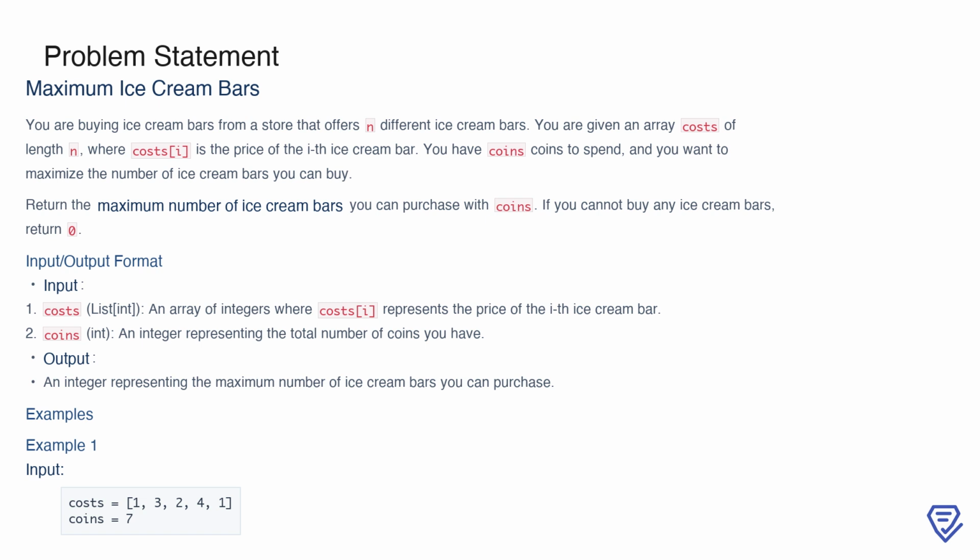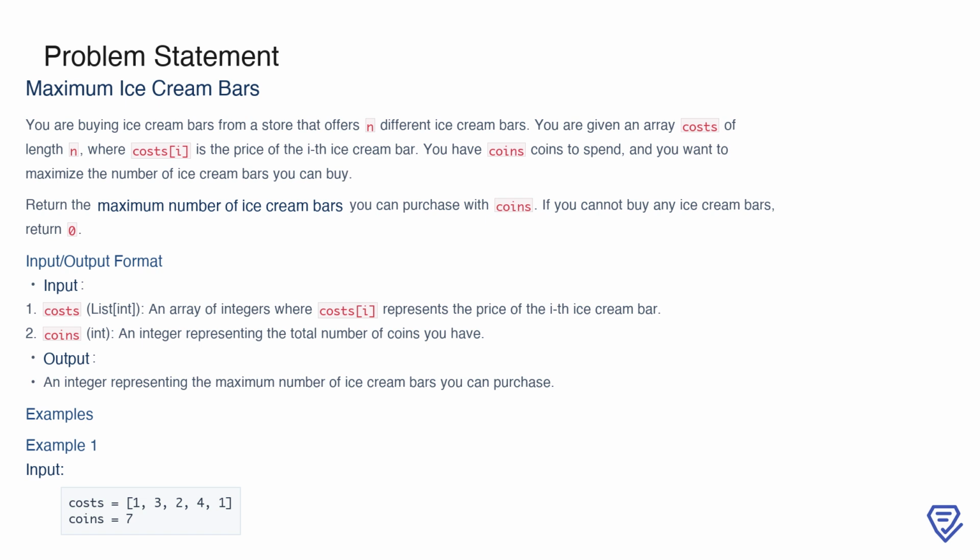Now, you have a limited budget, represented by the variable coins. Your goal is to maximize the number of ice cream bars you can purchase with this budget. If you can't afford to buy any ice cream bars, the result should simply be 0. The problem asks us to return the maximum number of ice cream bars that can be bought given these constraints.